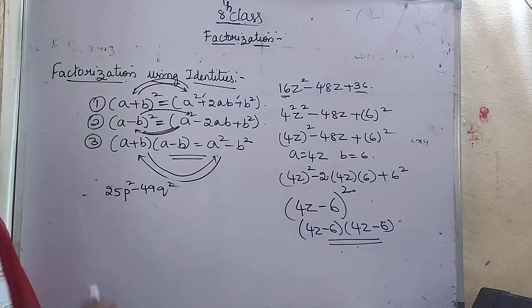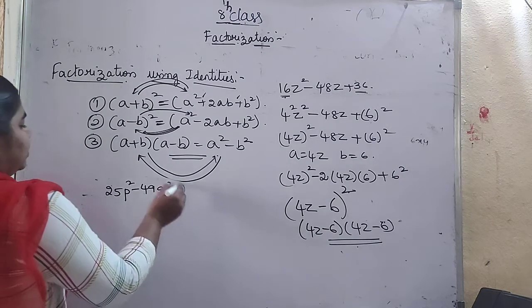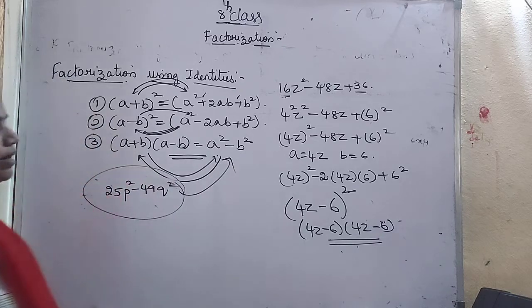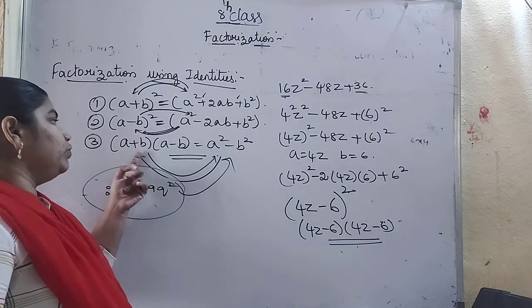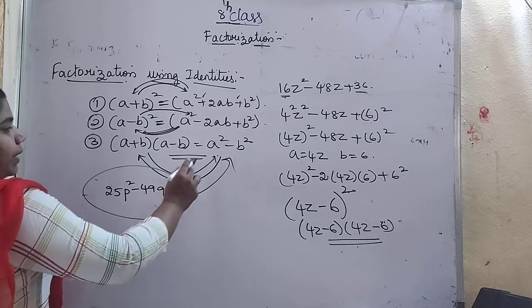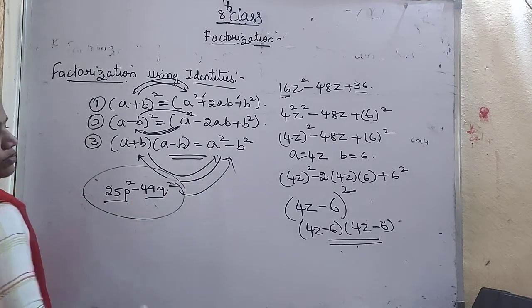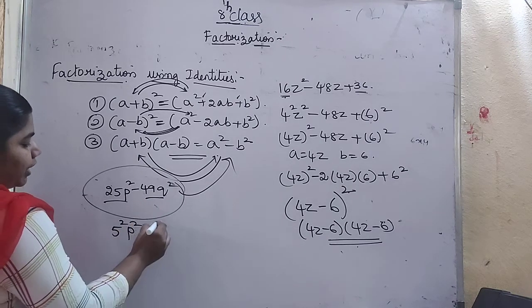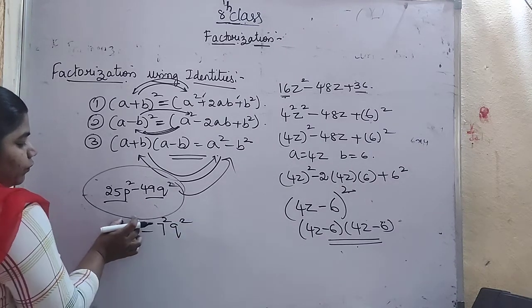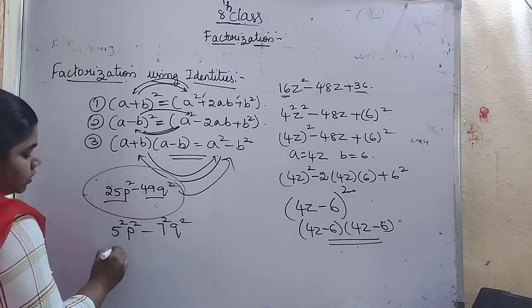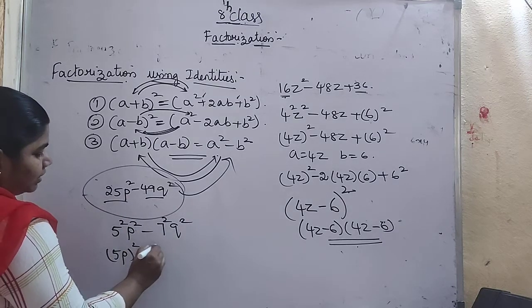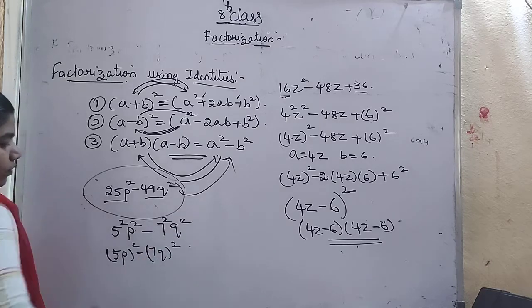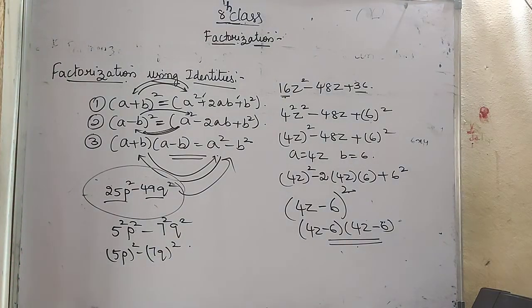For example, a plus b into a minus b is equal to a square minus b square. Now this is in the form of a square minus b square, and we have to convert into this form. Both terms will be in the form of squares only. 25 can be written as 5 square p square, and 49 can be written as 7 square q square. So for both terms you have square terms. So you can write 5p whole square minus 7q whole square.